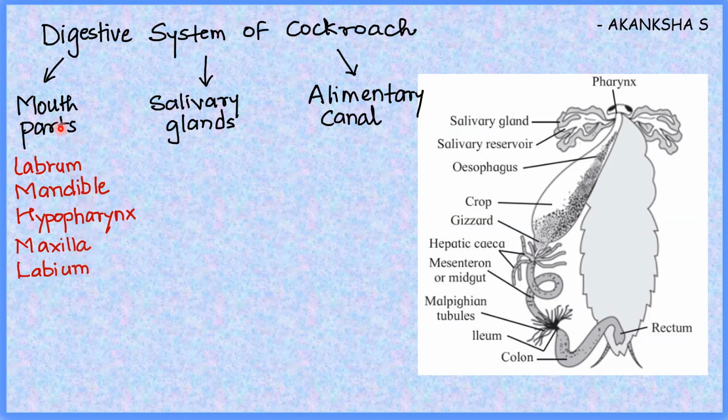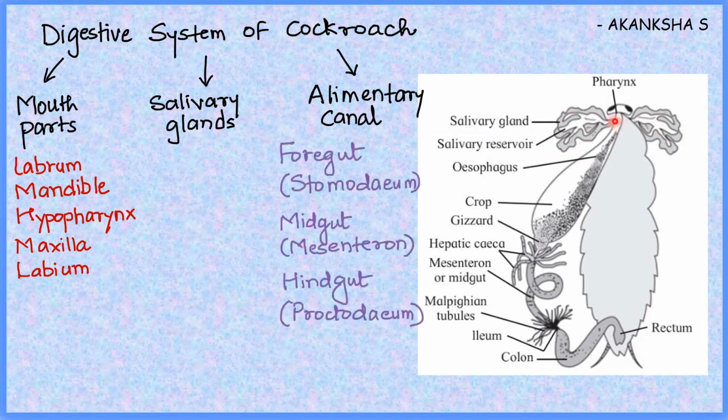Under this section, we are not covering the mouth. We are only covering how digestion occurs and what parts are required for that. Next is salivary glands. We also have salivary glands as humans. They give out saliva, which helps in digestion, right? So here, if you note the pointer, these are the pair of salivary glands present. And then there is the alimentary canal, which gets divided into three sections: foregut, midgut, hindgut.